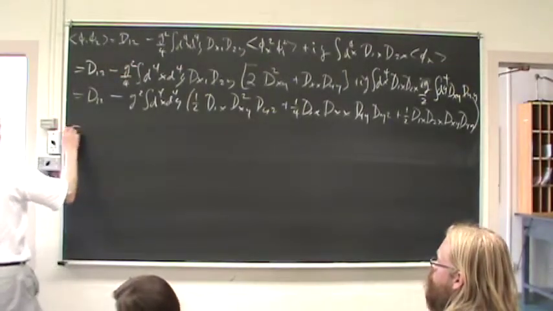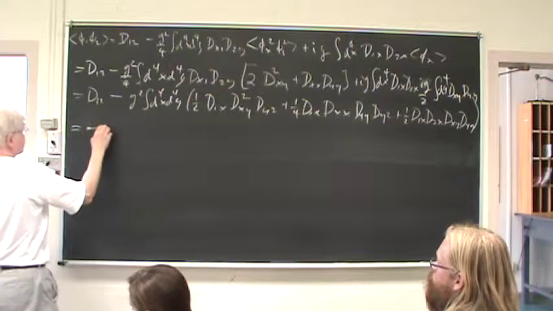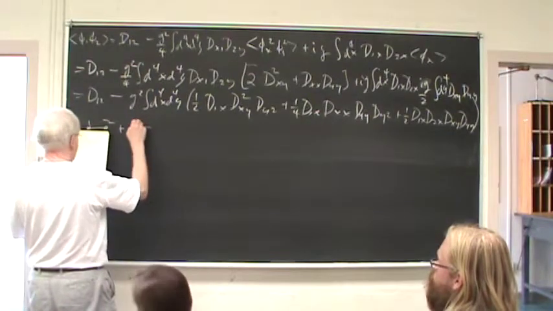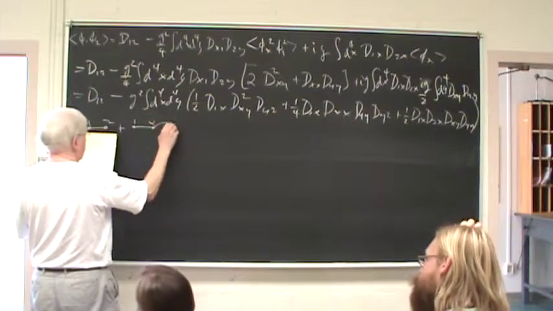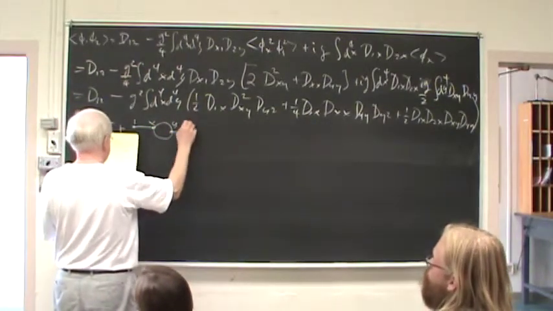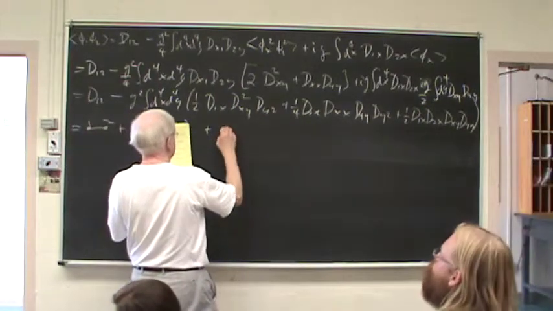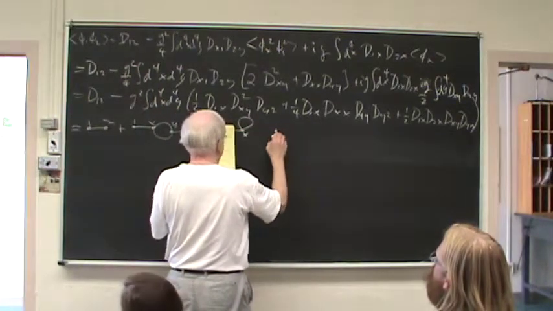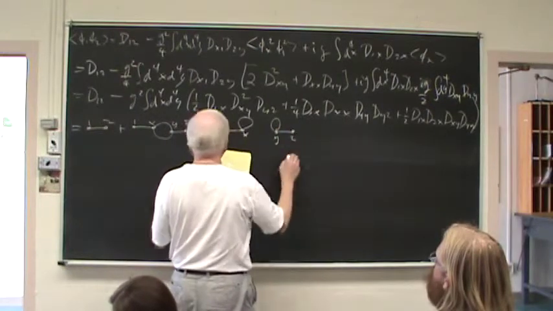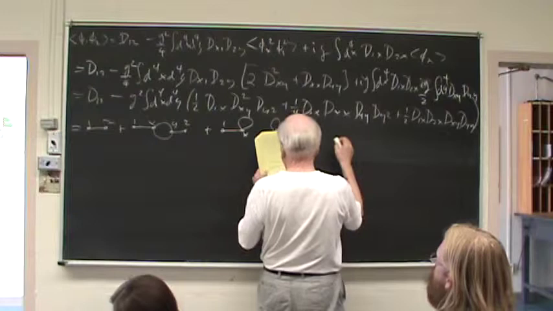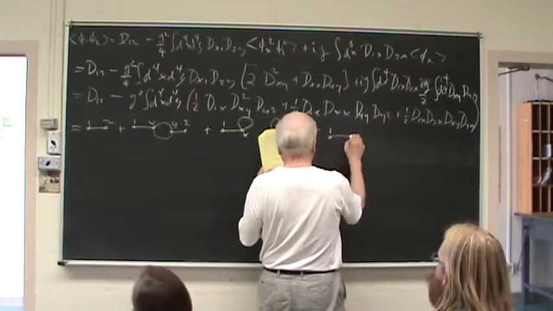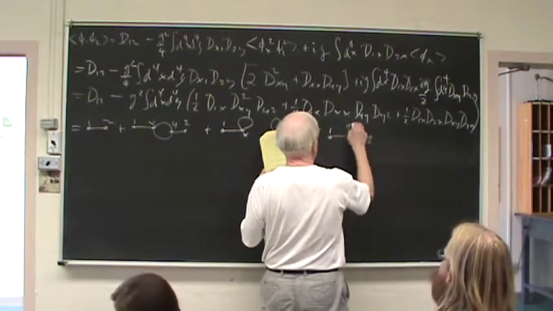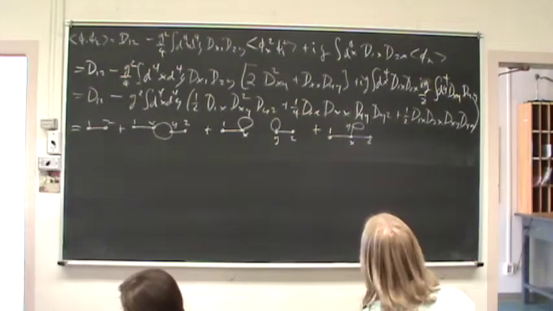And people who like to write diagrams would write this as 1, 2 plus 1 x y2 plus 1x loop y loop 2 plus 1x 2 y and a loop. All right. And we have to integrate over x.